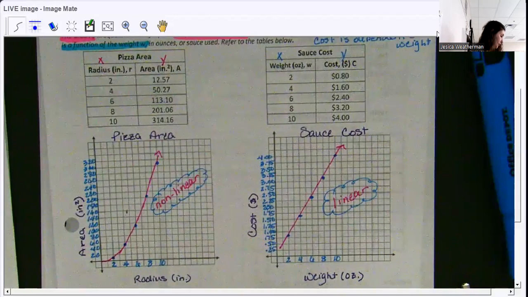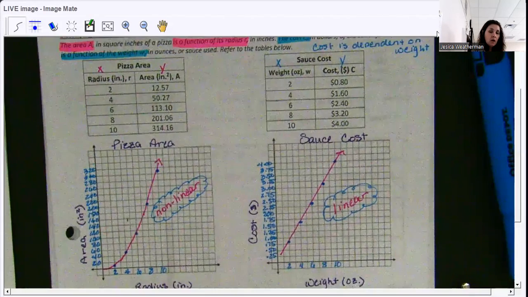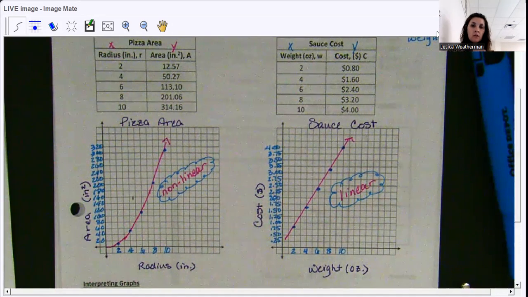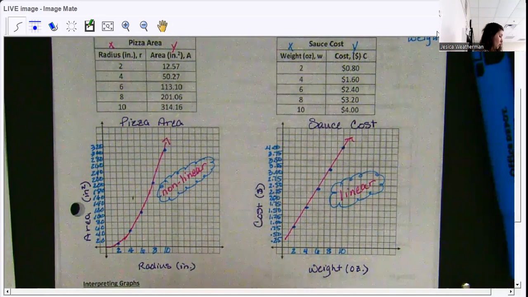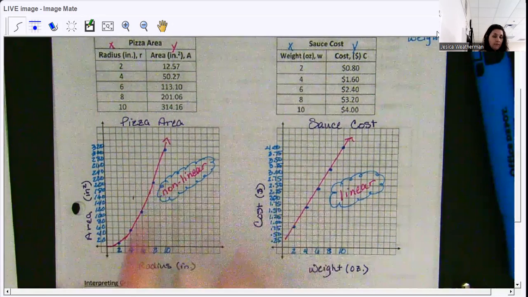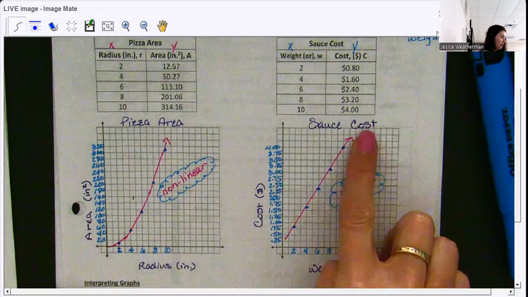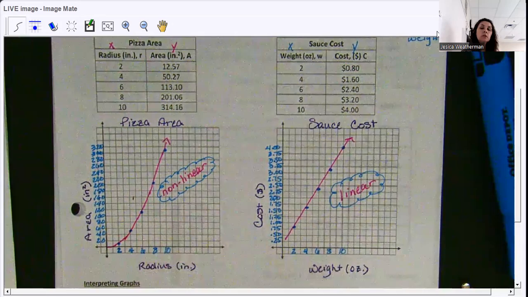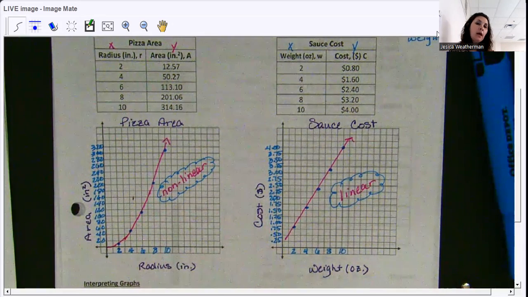Okay, so when you're done with your graphs, this is what they should look like. Now, if your increments were different, it might look a little bit different, but the point is that the first graph about the pizza area should be nonlinear, and then the second graph should be linear. I want you to make sure you get these on your graphs so you can see the difference. Okay.